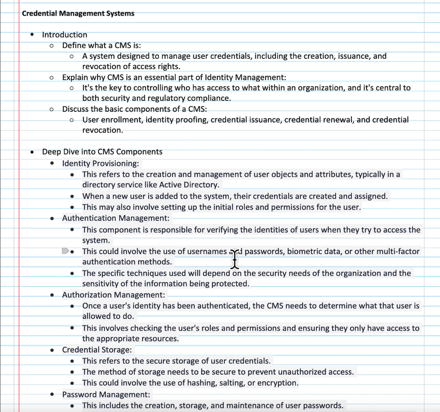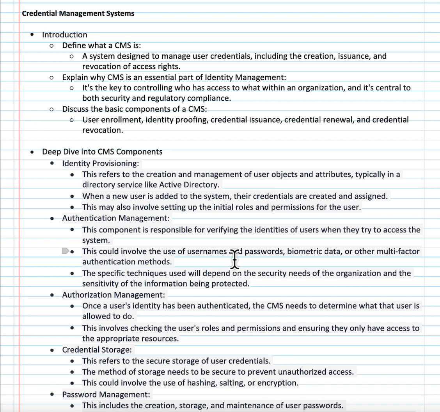So if you hear people talking about CMS, it is a credential storing, credential management system. There are some basic components to that, and we're going to roll into a deep dive around the pieces of it. The basic components of a CMS are user enrollment, identity proofing, credential issuance, credential renewal, and then credential revocation. If you walk through that, it makes sense, right? You enroll them, you make sure that's who they are, you provide the credentials, you renew the credentials, and then you revoke the credentials.